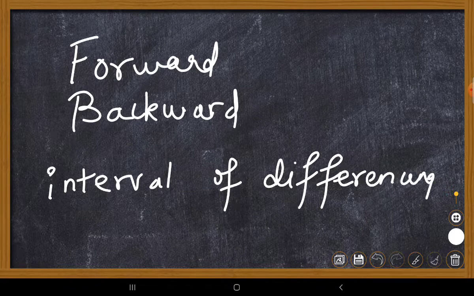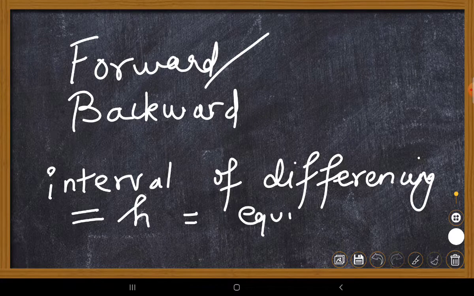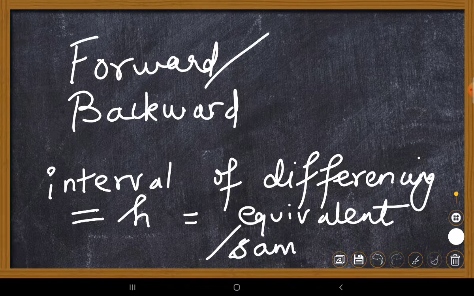Okay, I hope you remember what the interval of differencing is. We denote this by h. In order to use forward or backward interpolation formula, this interval of differencing should be equivalent, that means it should be the same for all the intervals.